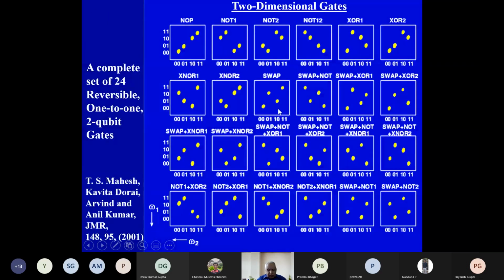Those of you who are curious can go back home. You will get these; this will be put on. You will have access to these slides and can check whether these swap plus XOR is correct or not. And so far, nobody has informed me that there is an error here.